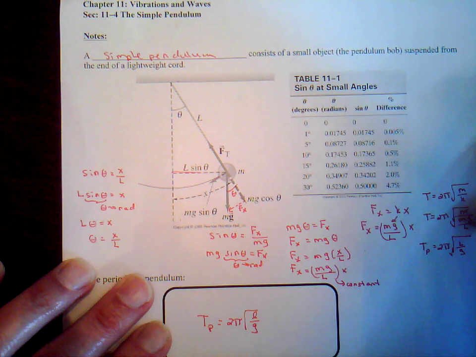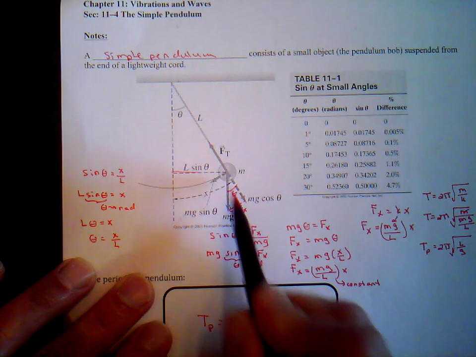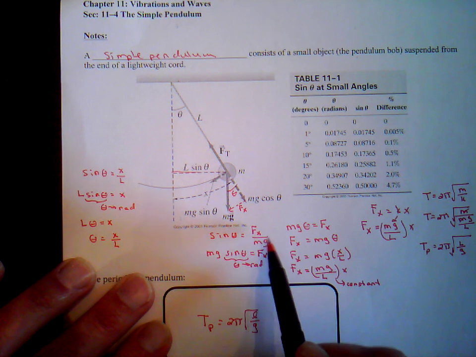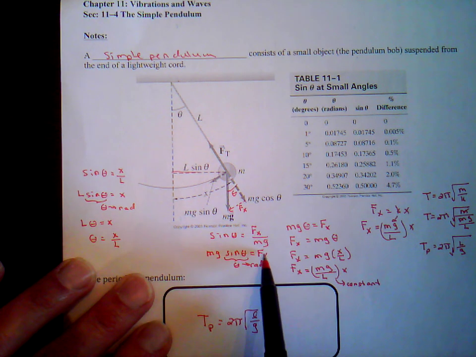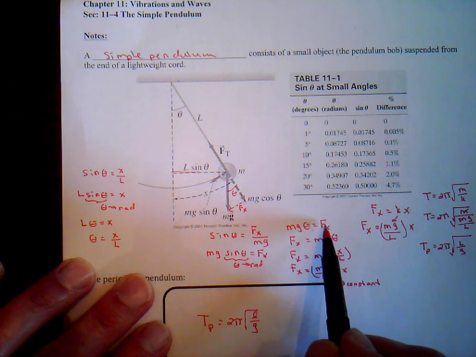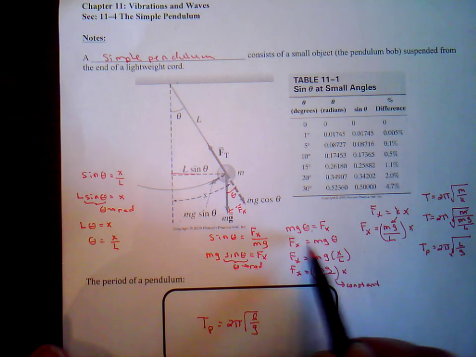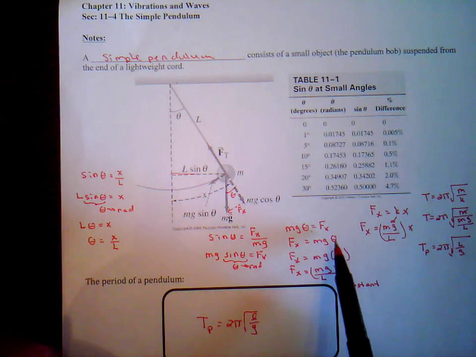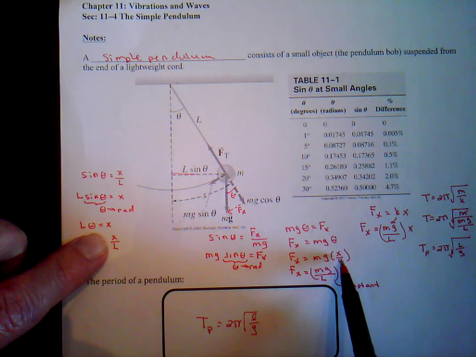vector. So I'm going to take the sine of theta, which is equal to the opposite side, Fx, over the hypotenuse, which is mg. I'm going to rearrange this equation for Fx. So mg times sine of theta is equal to Fx. But remember, as long as that theta is small, theta in radians is the same as sine of theta. So I'm going to write this as mg theta is equal to Fx. I'm going to just switch this: Fx equals mg theta. Remember, theta is x over L. So I'm going to put in here mg times x over L.